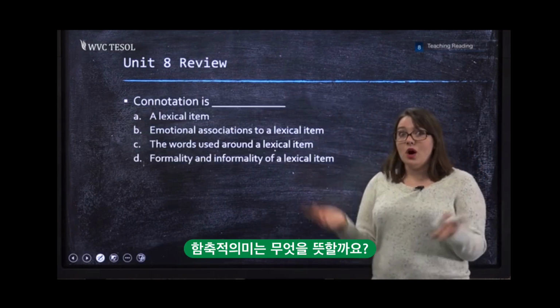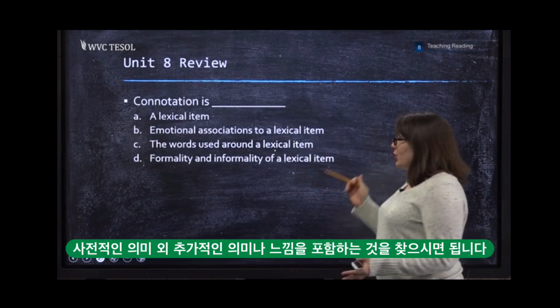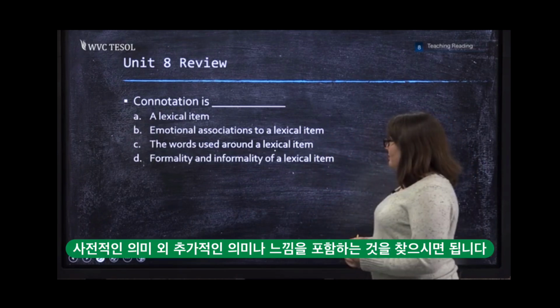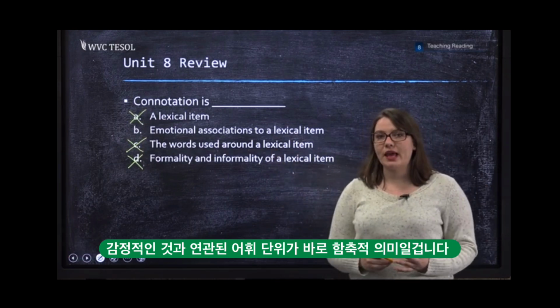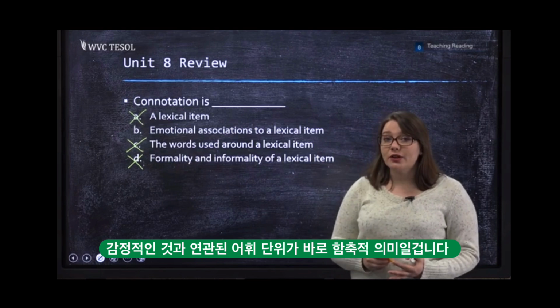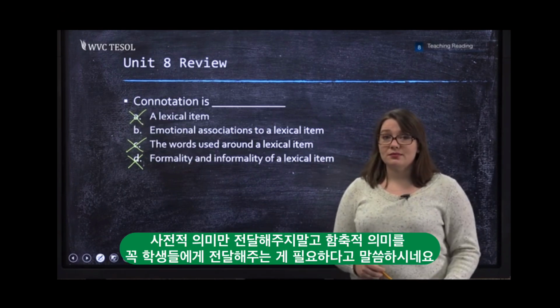Connotation is what? A lexical item, emotional associations to a lexical item, the words used around a lexical item, or formality and informality of a lexical item. An English language learner may not know that there's a more positive way to say something. So be aware when you're teaching vocabulary that your students understand the connotation. When should they use it? When should they not?